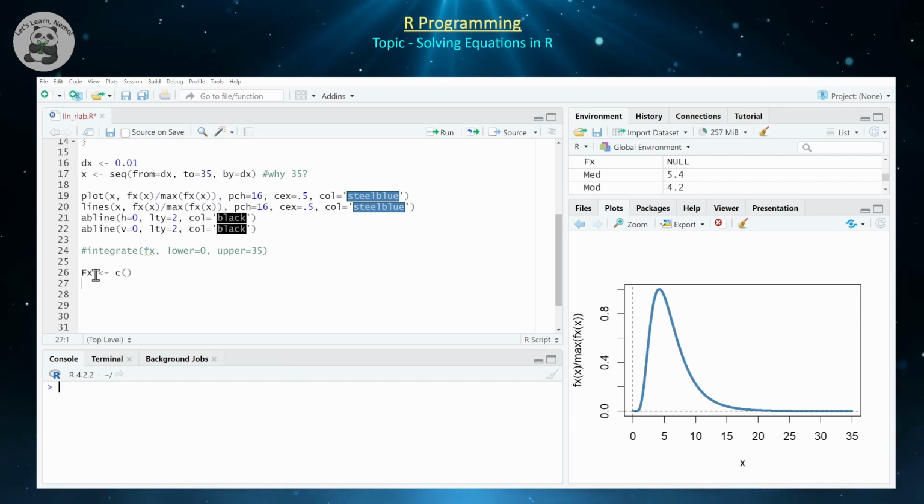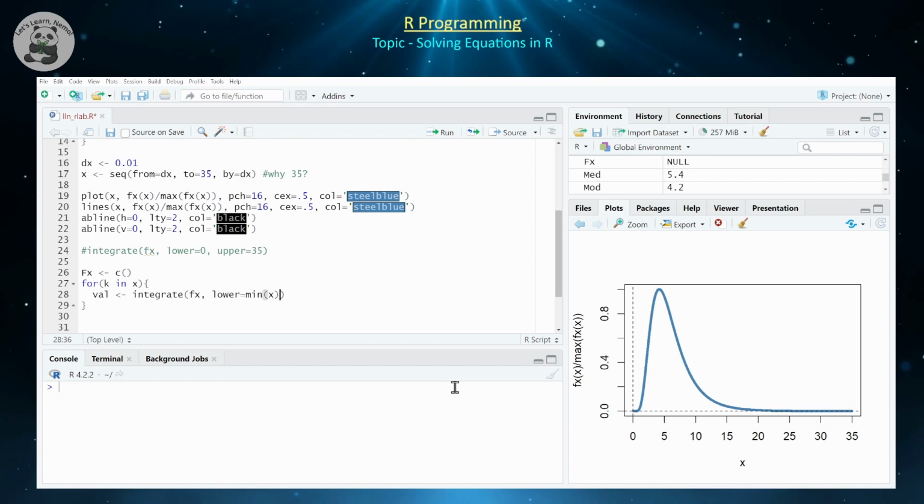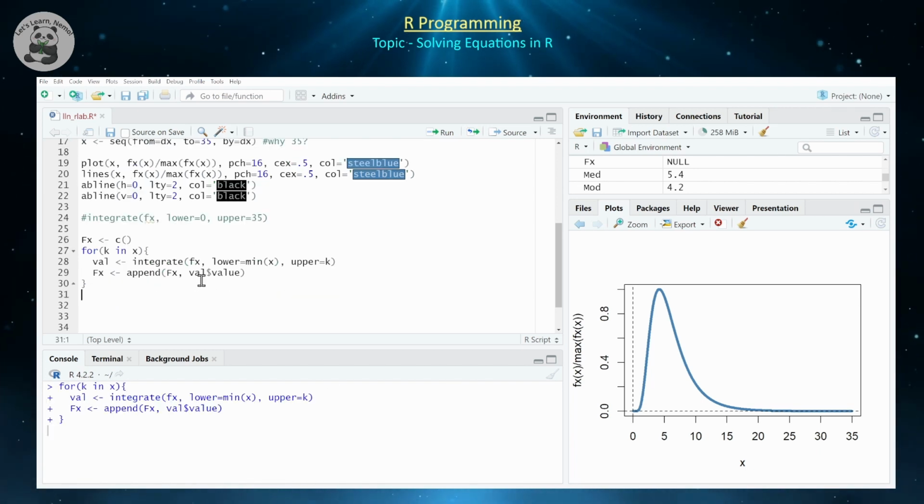So to do that, I'm just going to do a for loop here. So let's do for k in our domain vector x, and let's first calculate the integral. So we're going to integrate the function f of x, lower minimum value, which is dx in this case, but this is a little bit more general, upper value, whatever k value we're at, and then we're going to have fx is equal to append fx, the value of that particular integral. Right.